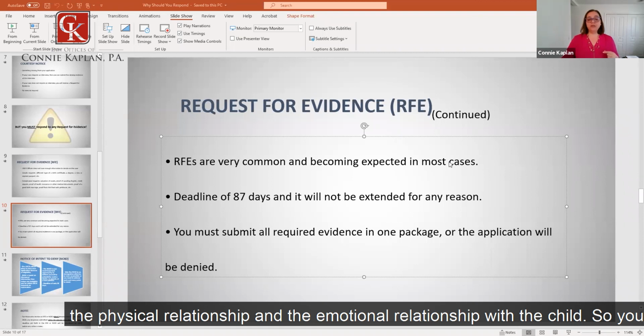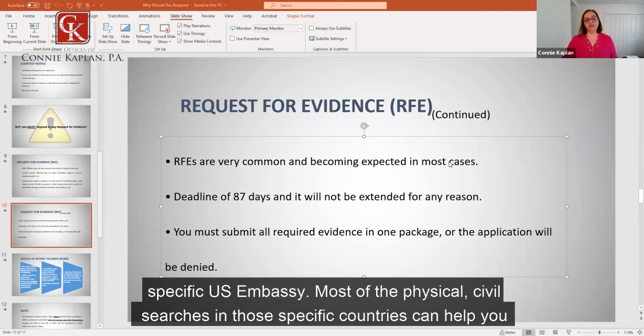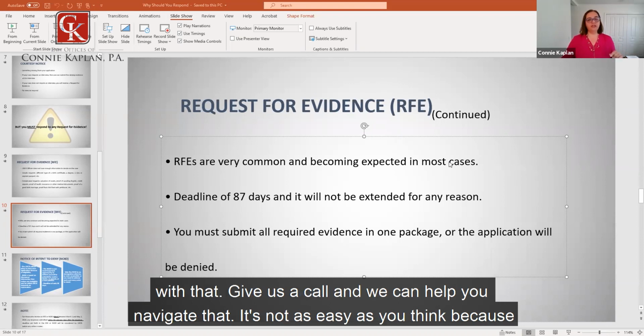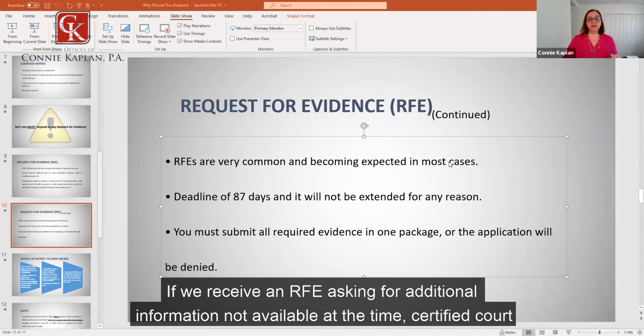So you would have to do the DNA at the US Embassy, or you would have to do it with a registered lab that is registered with the specific US Embassy. Most of the civil surgeons in those specific countries can help you with that. Give us a call and we can help you navigate that. It's not as easy as you think, because the DNA has to be properly registered and done only by their approved providers, okay?